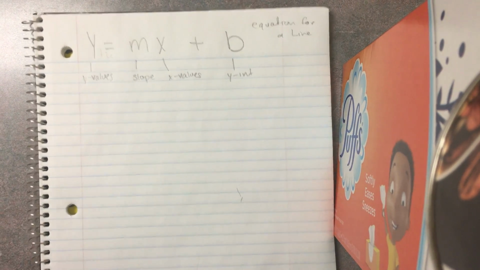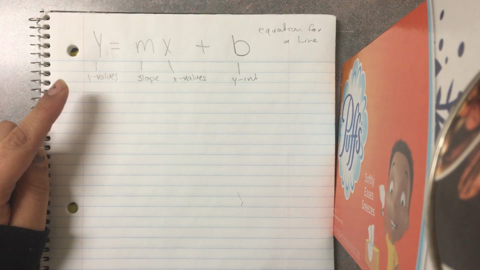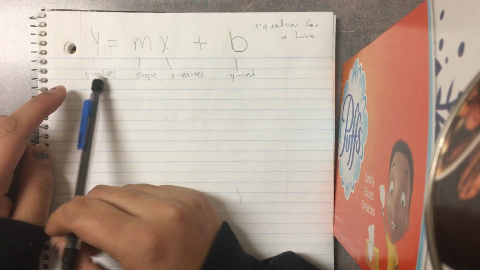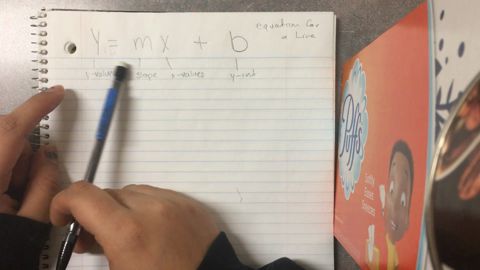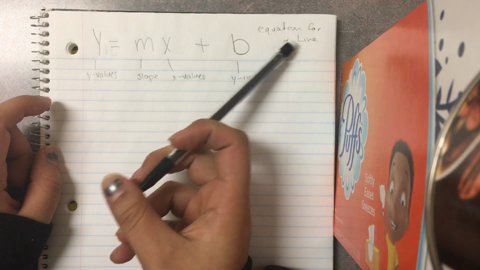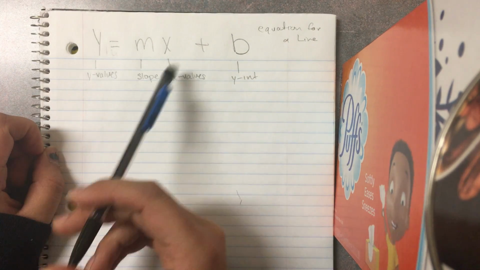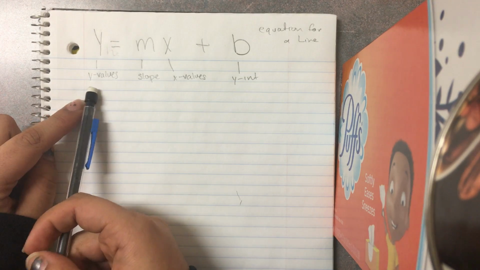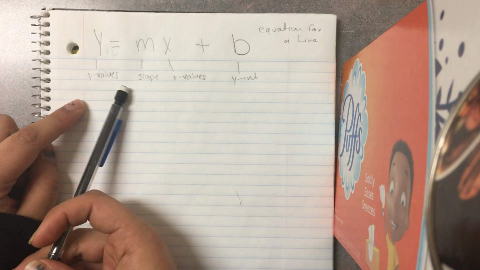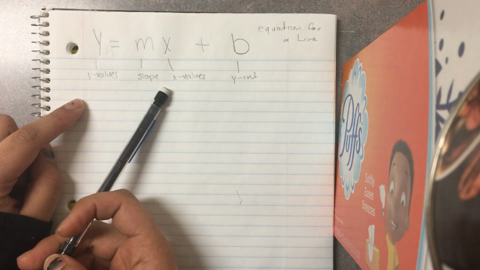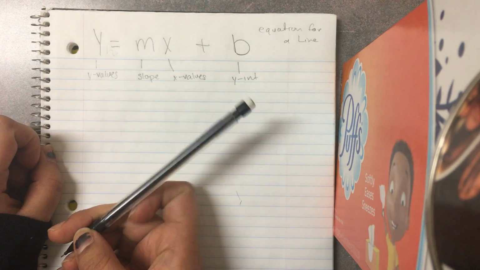This is my video on equations and how to find parts of equations, like rise and run. I already wrote this down and then the video ended, so I have to redo it. I wrote down the equation for a line, which is y equals mx plus b, and the different components of that. y is the y values, m is the slope, x are the x values, and b is the y-intercept.